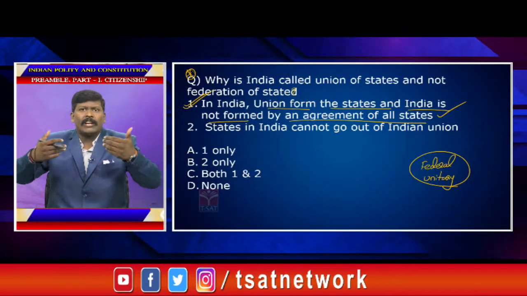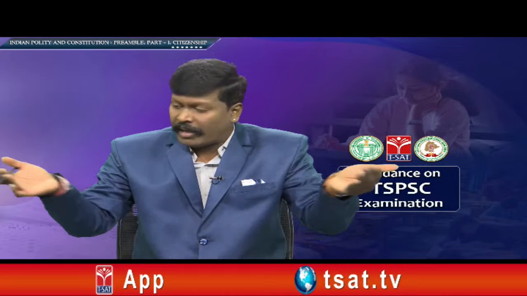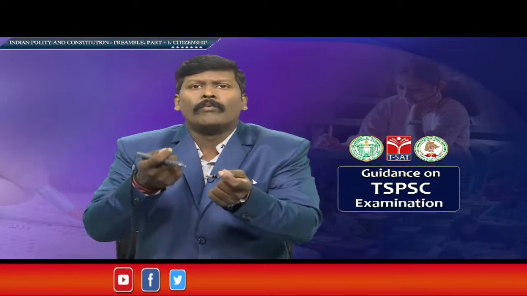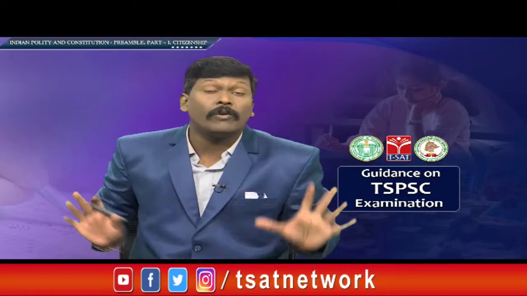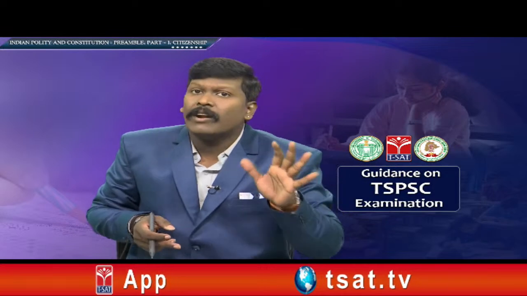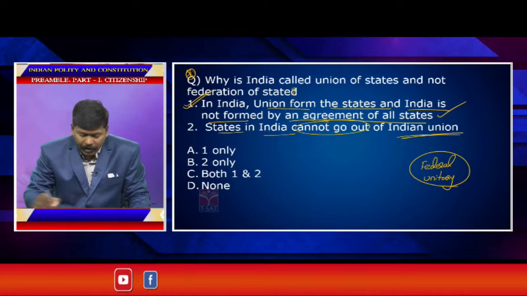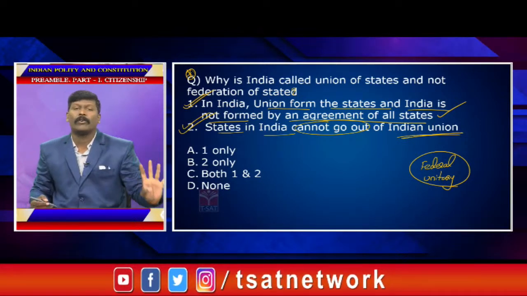Second: when someone comes and becomes part of an agreement, he can also break the agreement, right? In USA, 50 states came together and made an agreement. Tomorrow, one state can say, I don't want to be part of this agreement, I will come out of USA. Absolutely, it is possible. Now imagine in India, can any state go out of the country? No way. States in India cannot go out of the Indian Union. This is also correct. But in a federation, states can come out of the union.